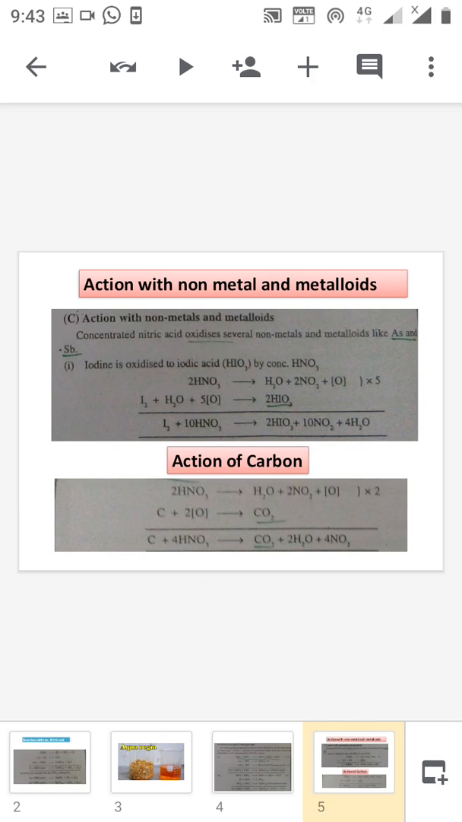Now the same reaction, nitric acid reacts with carbon. The first equation is common, and in this reaction the nascent oxygen reacts with carbon to form carbon dioxide. So the first reaction is the nitric acid with iodine, we will get iodic acid. Second reaction of the carbon and nitric acid, we will get carbon dioxide.